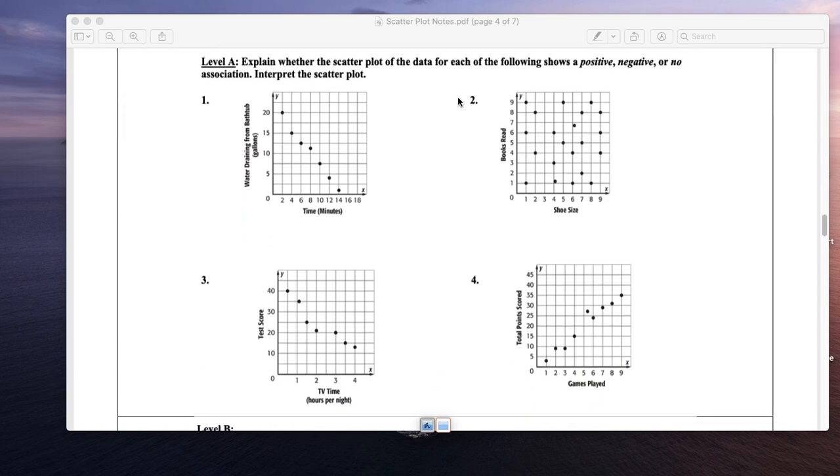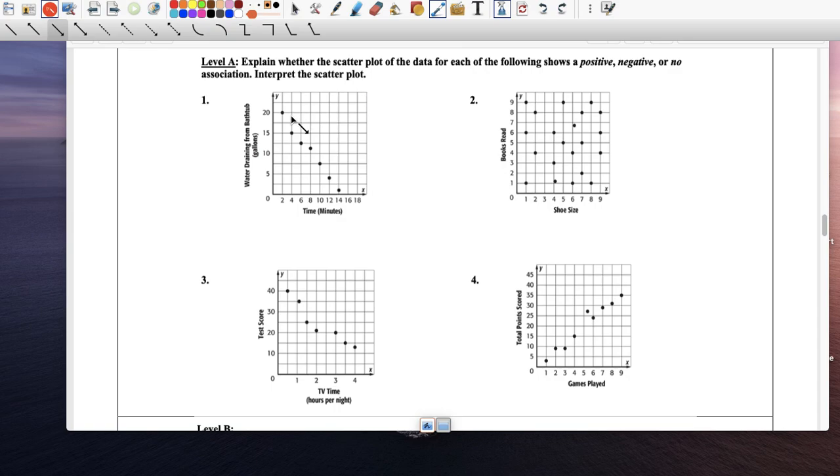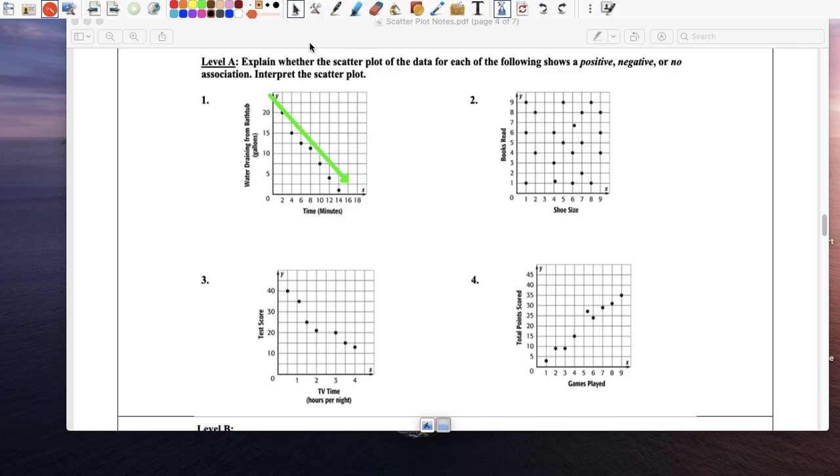Okay. I think we have to do this one. So the question says, positive, negative, or no association. Interpret the scatter plots. Well, let's take a look at the first one. This one is definitely a negative one, right? So this is a negative.